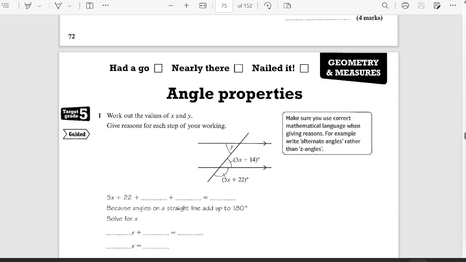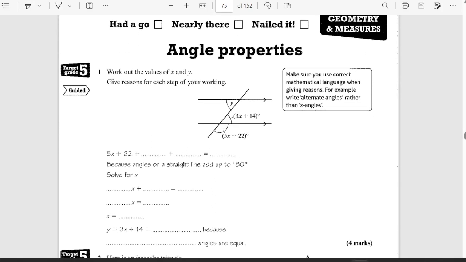Today we're concentrating on the higher tier revision workbook from Edexcel, and we're doing section, or page, or topic 73, angle properties. Okay, the first question is a targeted grade 5 and we've got a guide to it. Work out the value of x and y, giving reasons for each step of your working. Okay, so let me just try and get my head around this working.